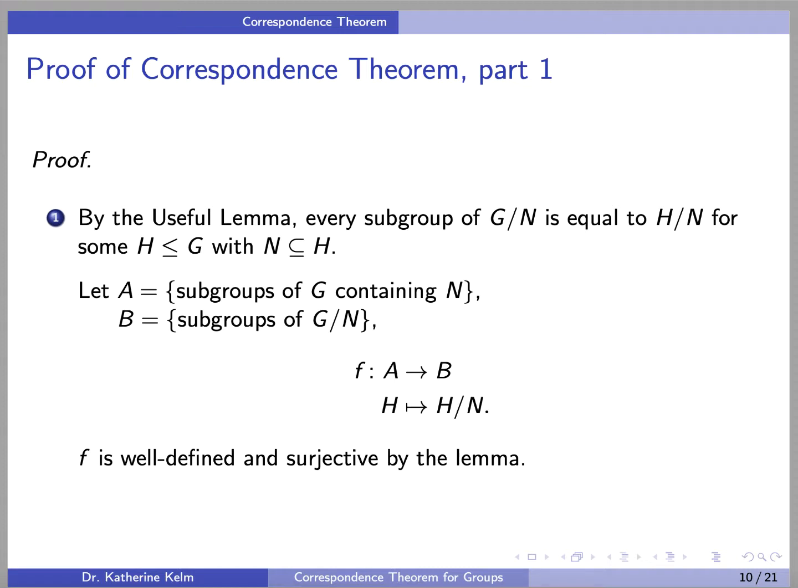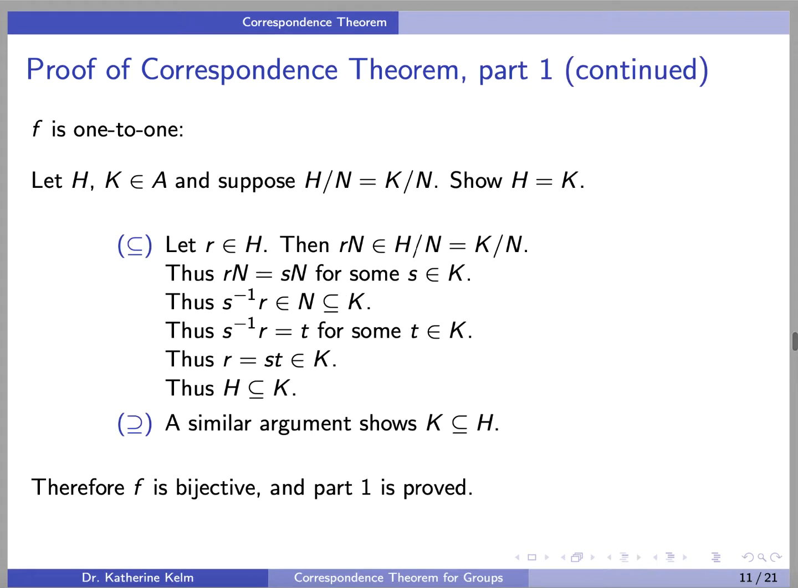F is well defined and surjective by our lemma. So it remains to show that F is one-to-one. Let H and K be subgroups of G containing N, and suppose H mod N equals K mod N. We must show that H equals K.